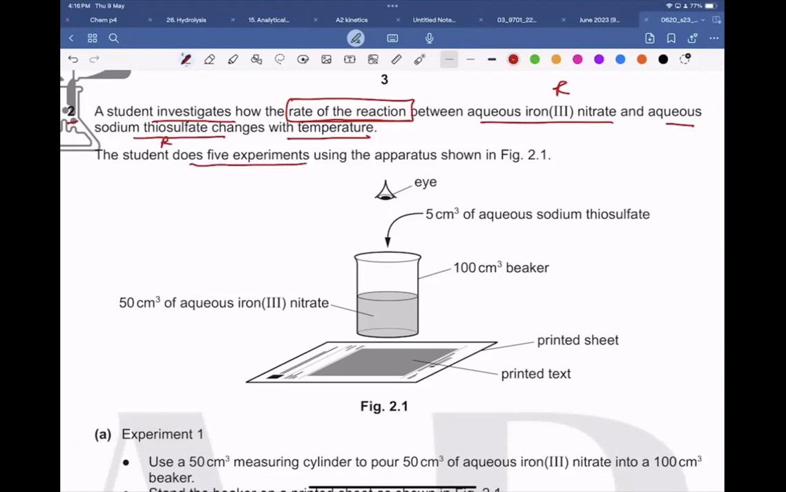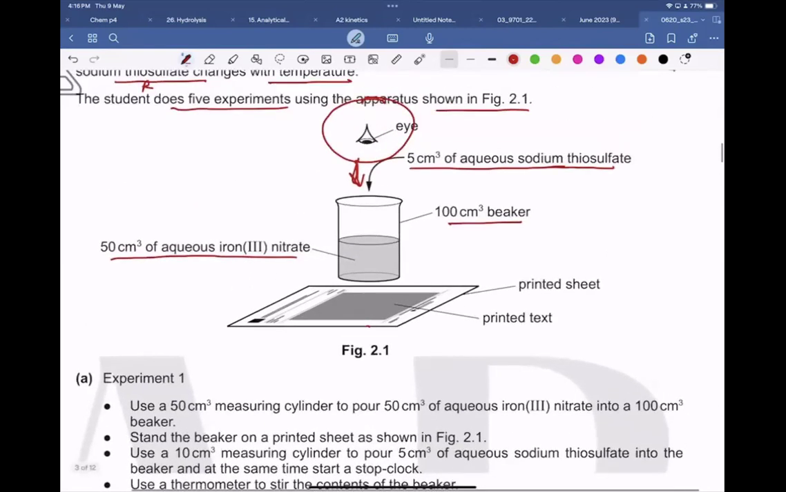The student does 5 experiments using the apparatus shown in figure 2.1. So see, it's a 100 centimeter cube beaker. It contains 50 centimeter cube of iron 3 nitrate and 5 centimeter cube of aqueous sodium thiosulfate has been added, and the student is looking at this solution from the top like this. Okay. And here there is printed text. So what will happen is that the solution turns cloudy, and as a result, the print disappears from the top view, and the student notes the time it takes to disappear.